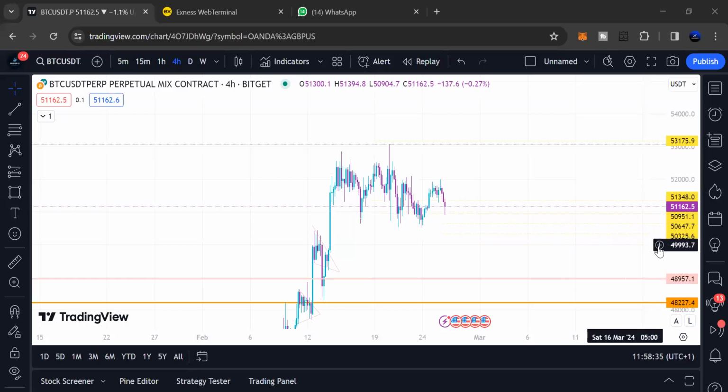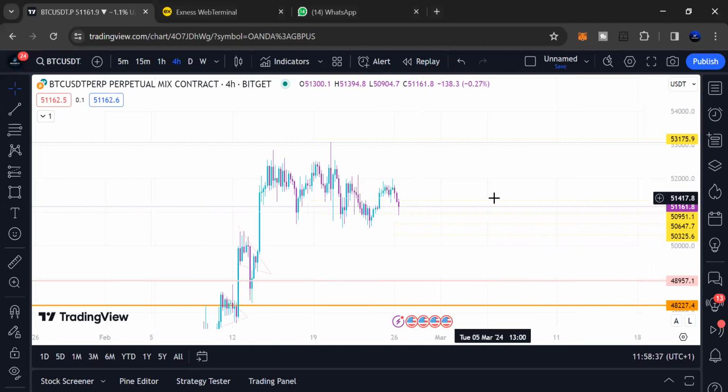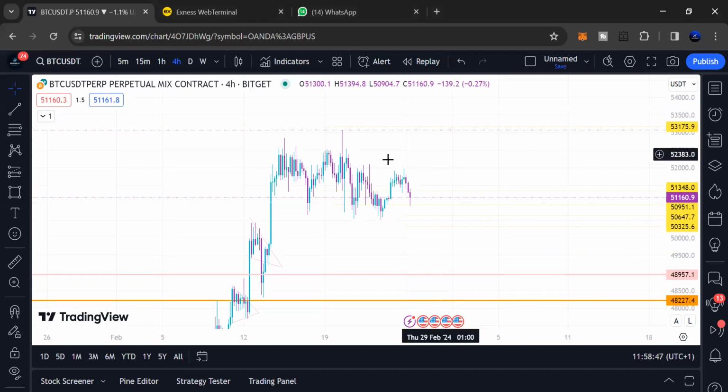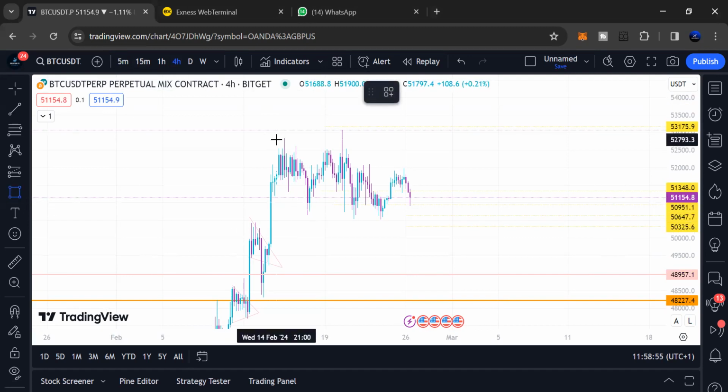Yo guys, so I'm gonna do a quick analysis on BTC, and the platform I'm using is the BitGet Exchange. So I'll be analyzing BTC USDT perpetuals. Okay, that's BTC USDT futures. I'll be doing a quick analysis on that, and the time frame I'm using is the 4-hour time frame. So quickly, we'll have to identify our resistance and support.